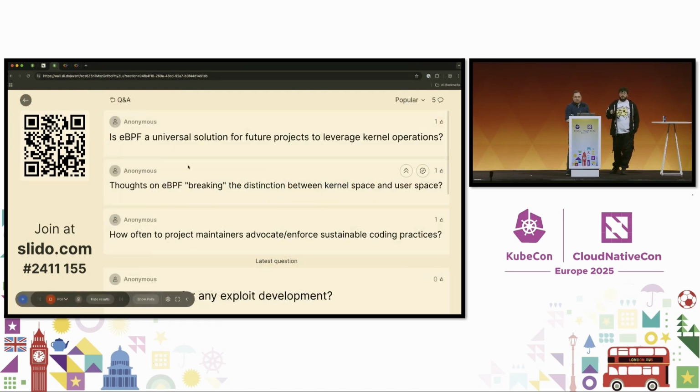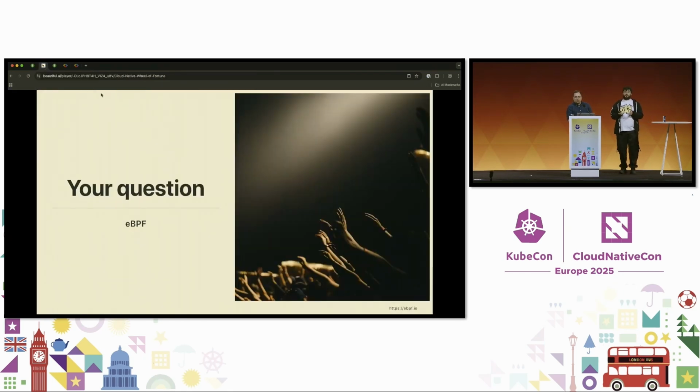Is eBPF a universal solution for future projects to leverage kernel operations? I would say it's the first building block. It's fundamental. So it's not 100% a universal solution. There are possibly many more, but it's a good starting point to do monitoring, security, and observability.